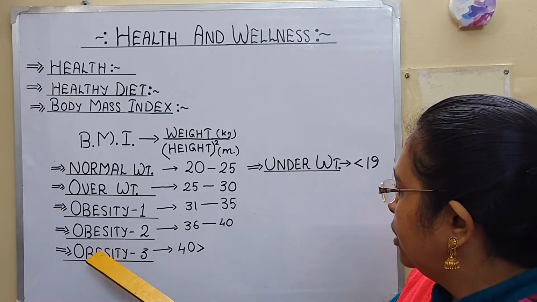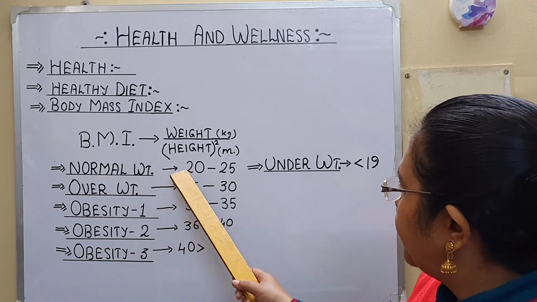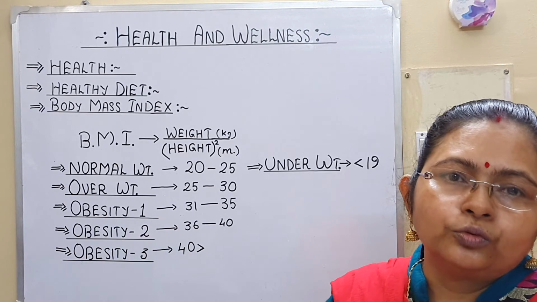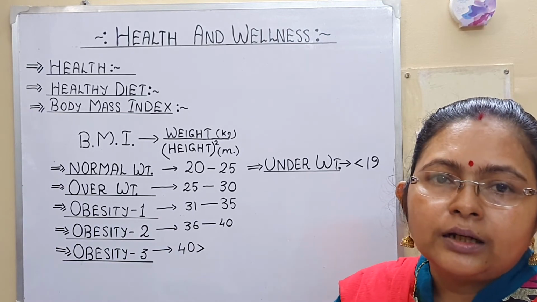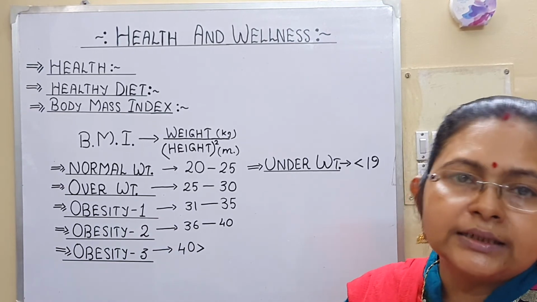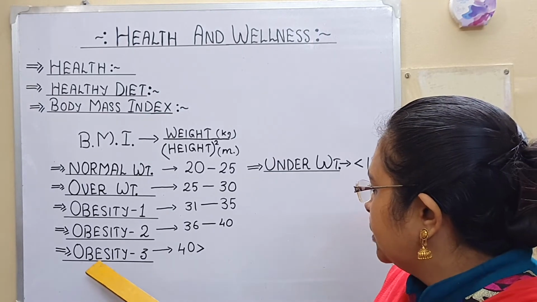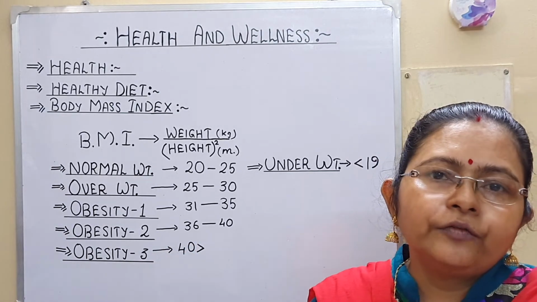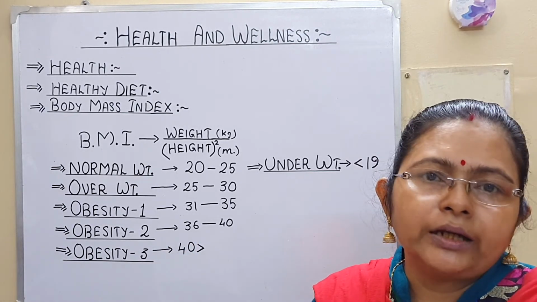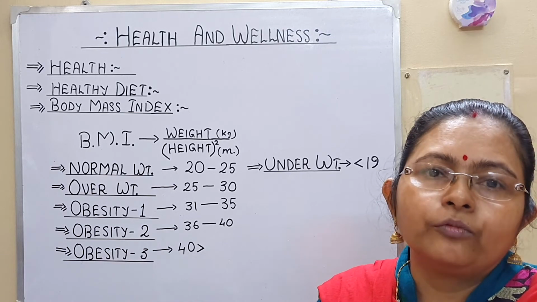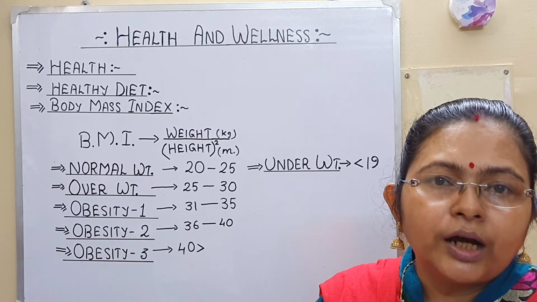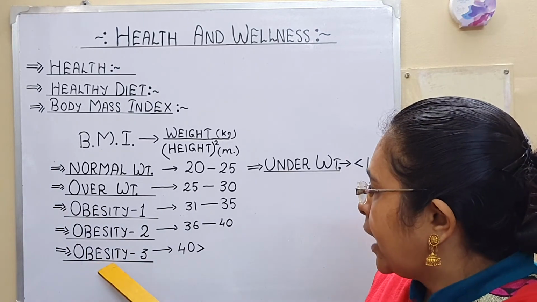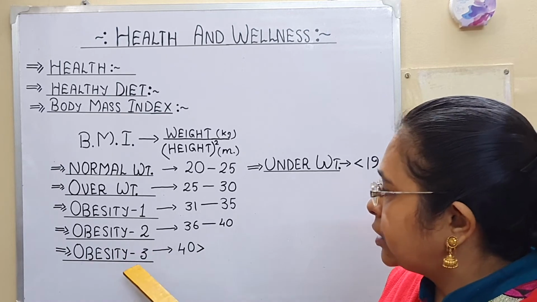After that it moves to obesity 2. When this BMI comes from 36 to 40, then it is known as obesity 2. Obesity 2 is also a move towards a more serious stage. And in obesity 3, BMI moves above 40. Generally, if we calculate for a person of 5 feet height, if the person's weight moves above 100 kilo or nearly 115 kilo or like that, then that person is identified, according to height, towards obesity 2 or 3.